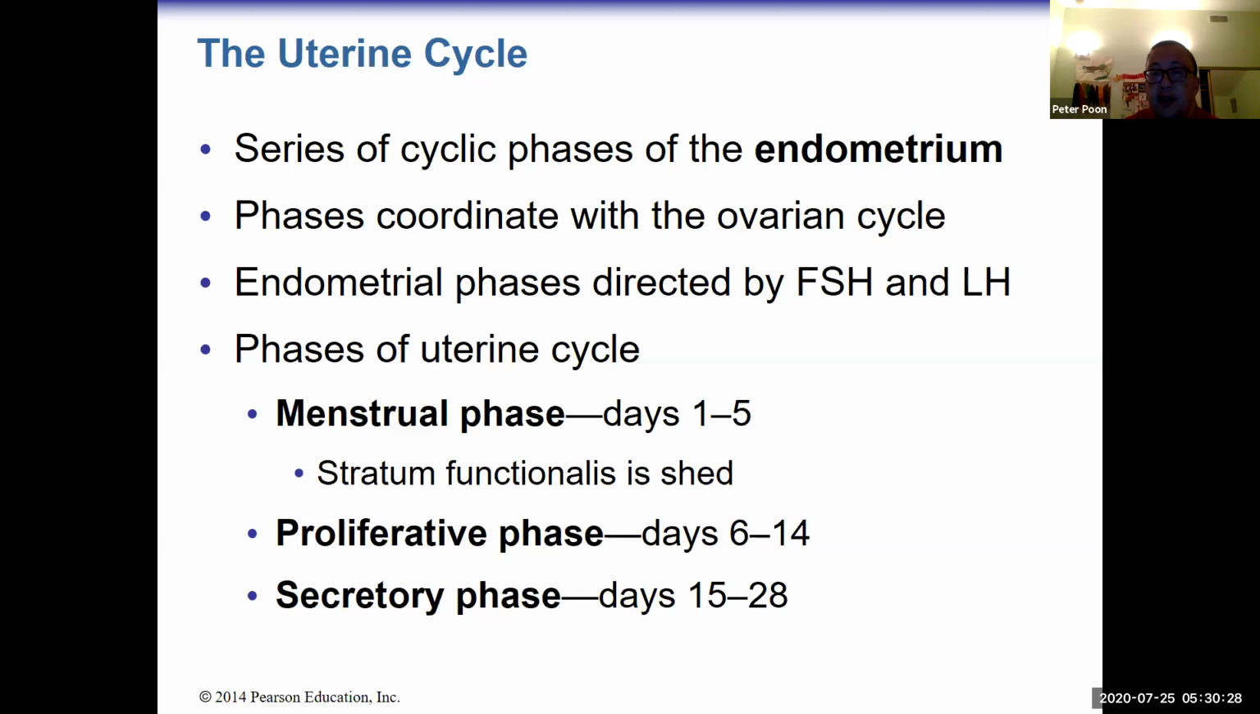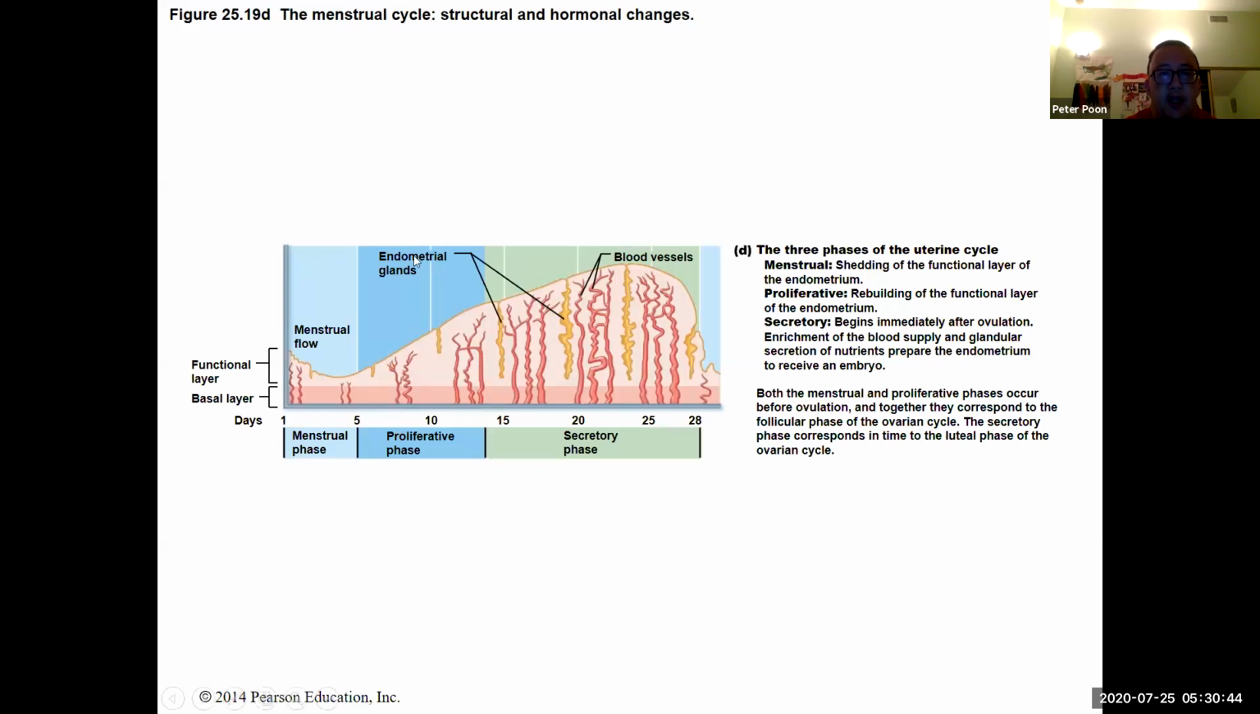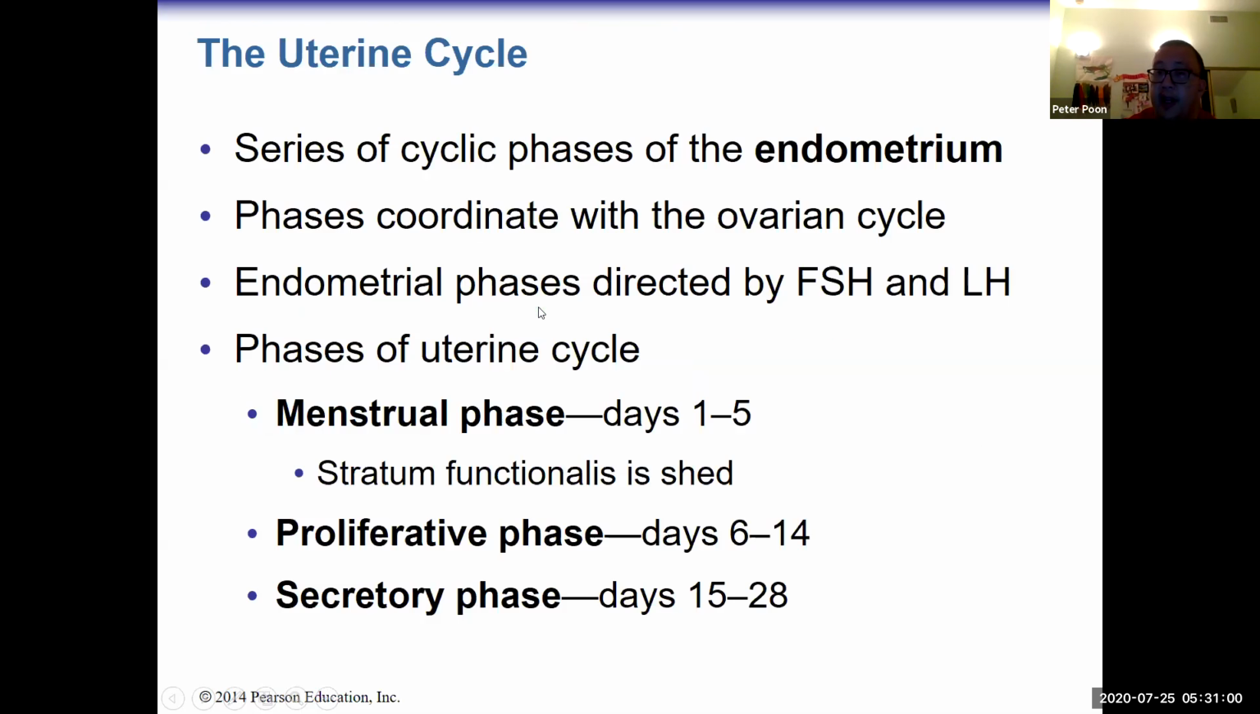Okay, so first day of the menstrual cycle, that syncs in with the first day of the ovarian cycle. So the shedding is for about 5 days. The next time, you start building up again. That's the proliferative phase. And then the last 14 days is the secretory phase. The secretory phase matches up with the luteal phase.